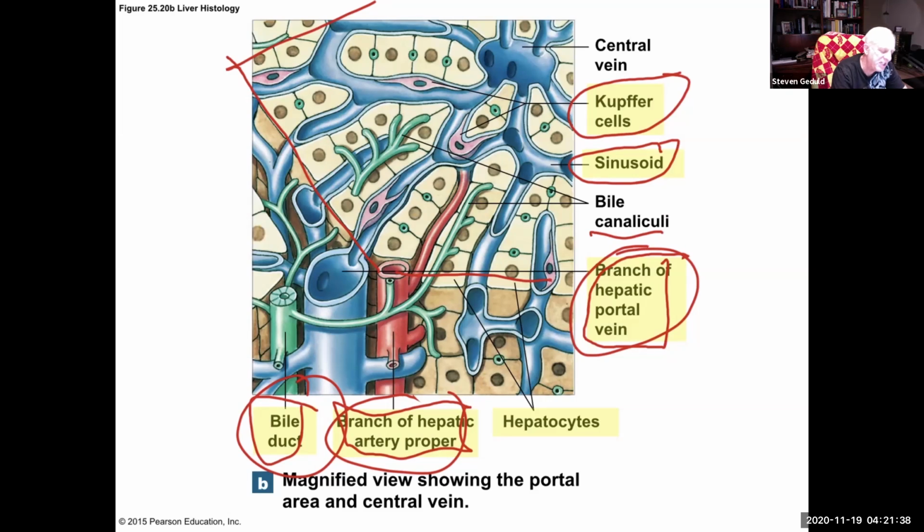And they occur at each corner of the six sides of each lobule. And in the center of each lobule is a central vein. So you've got a hepatic triad at every one of those six corners. And in the center is the central vein. And you can see the hepatocytes, which are just your liver cells, throughout all of that.